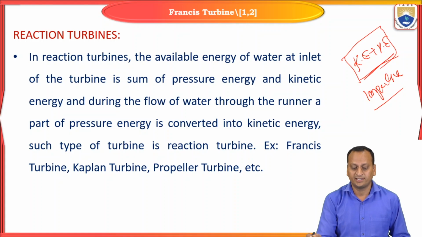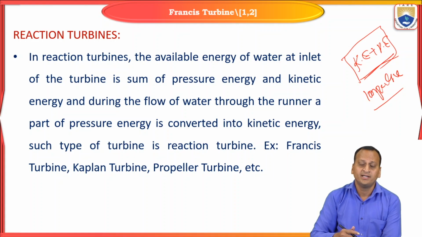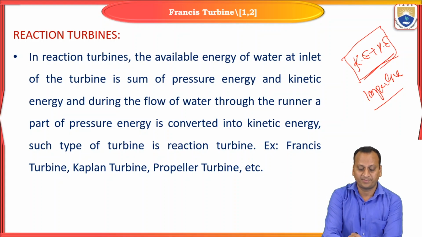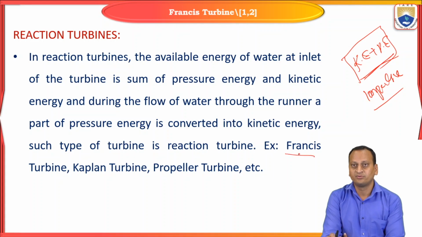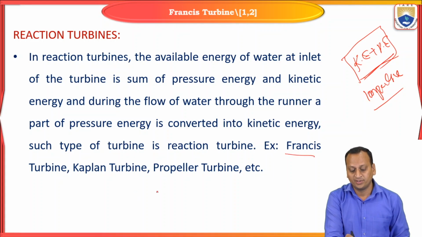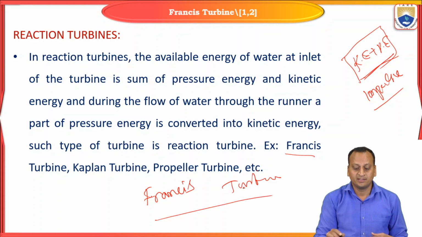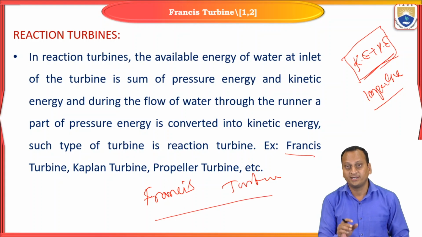In the reaction turbine category, there are again two types of turbines based on the type of flow. According to the flow direction, as per the present syllabus, one is the Francis turbine and another is the Kaplan turbine. Both are reaction turbines only, but they differ based on the type of flow found in the particular turbine.